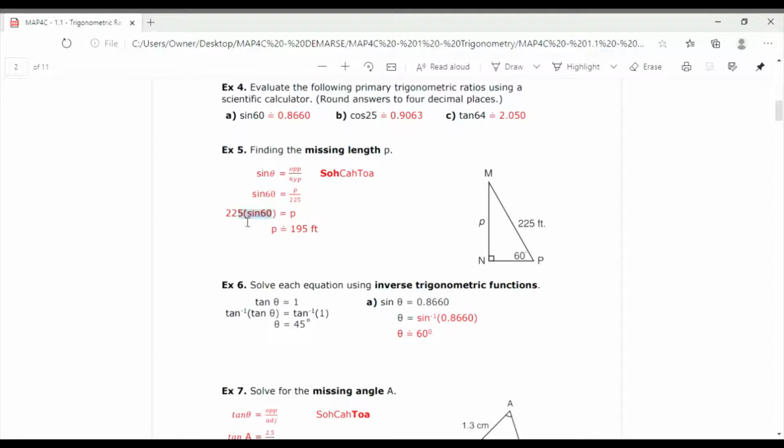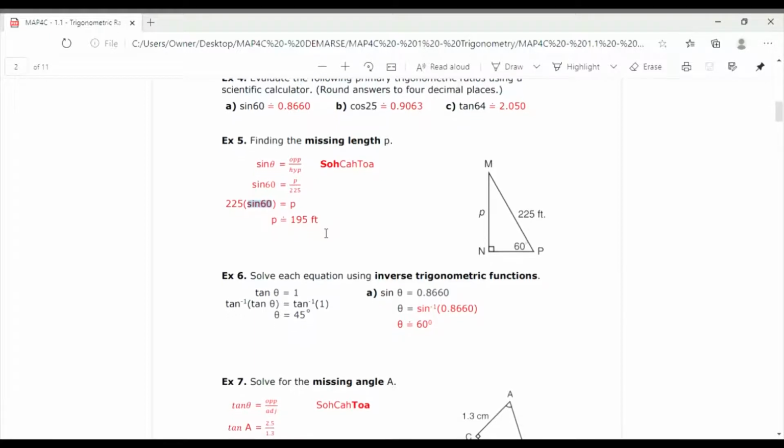Finally, sub in to a calculator sine of 60 degrees and multiply that by the 225 to find the value of p. Now BEDMAS says we should do brackets first, so I would recommend first on your calculator punch in sine of 60 degrees, hit equals, and then multiply that by 225. Our answer should come out to be 195, and that is now a length again, so that is in feet. The missing side length p is 195 feet.